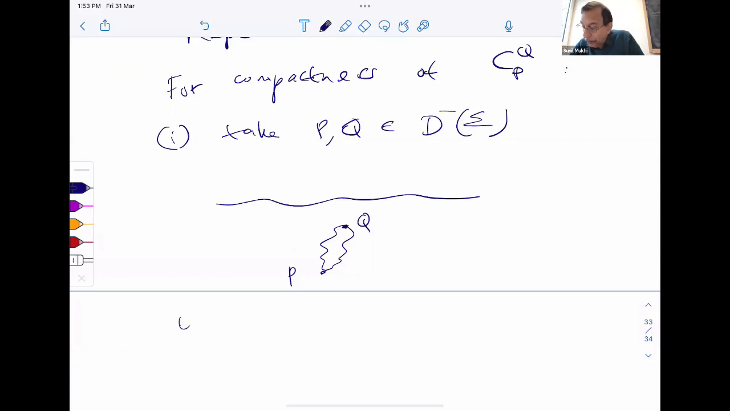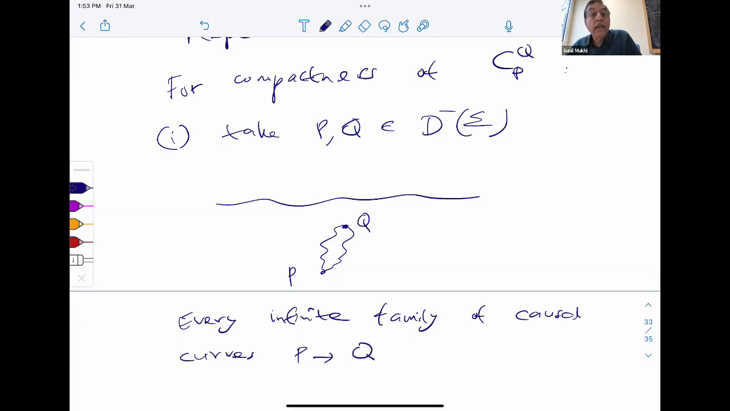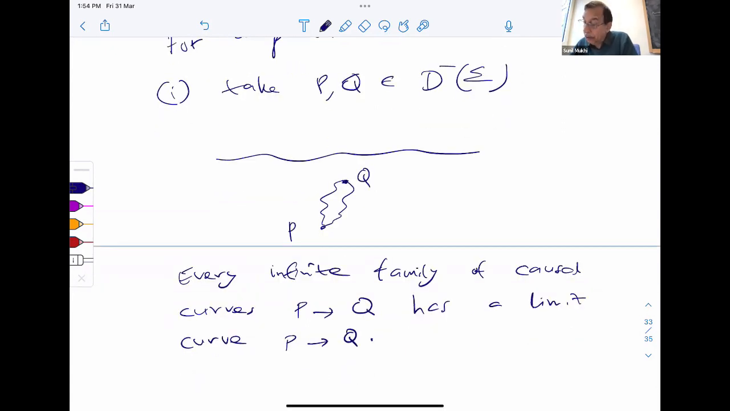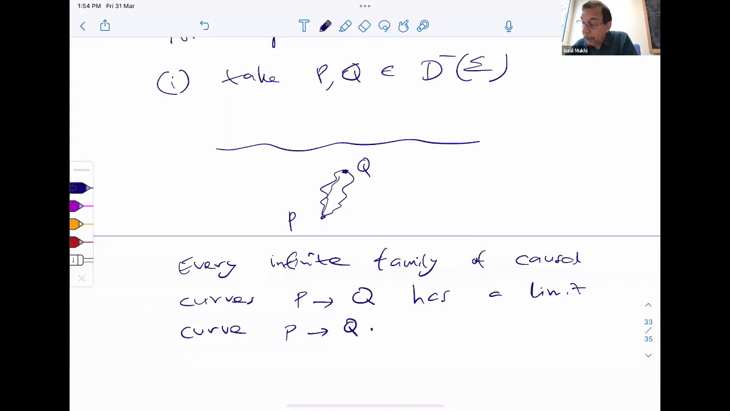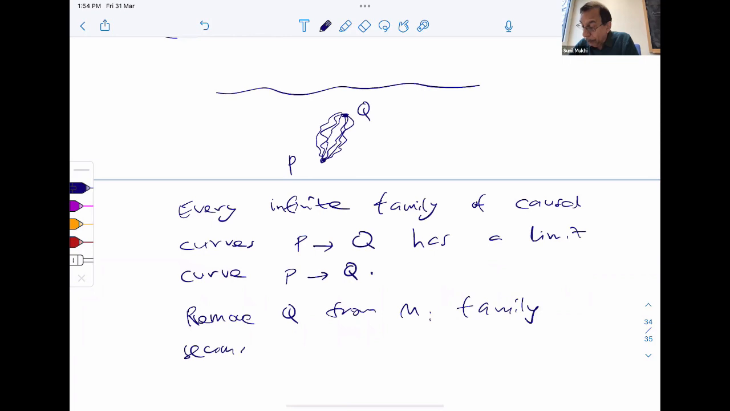We want to show every infinite family of causal curves from P to Q has a limit curve from P to Q. This will prove limit point compactness of the space, which I started with. Okay, so I'll draw this infinite family, and I'll remove Q from the manifold. Remove Q from M temporarily. Then this family becomes inextendable. We've done this some time back. When you remove a point, things which ended at that point become inextendable.